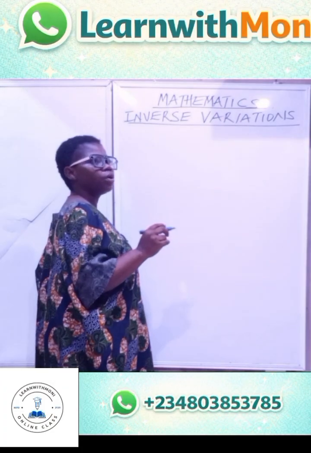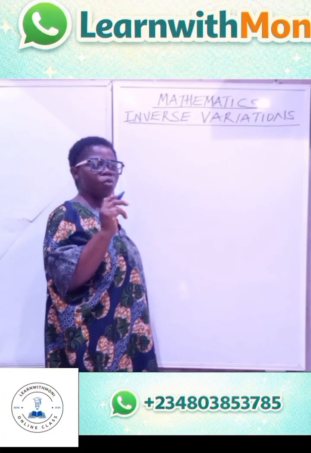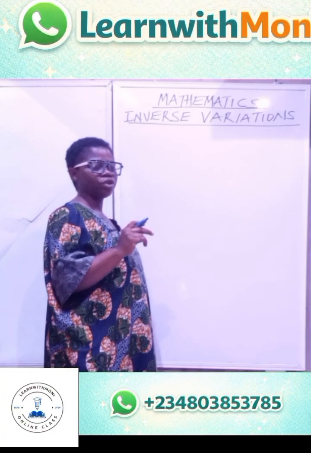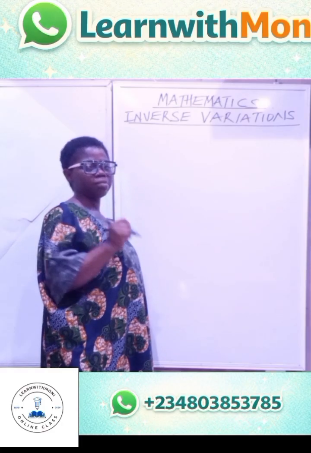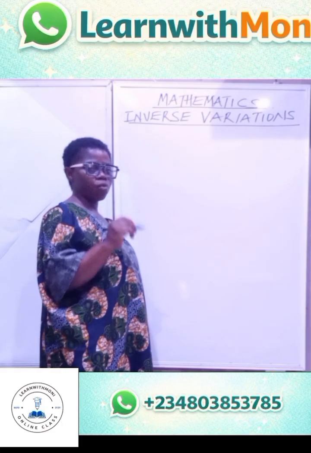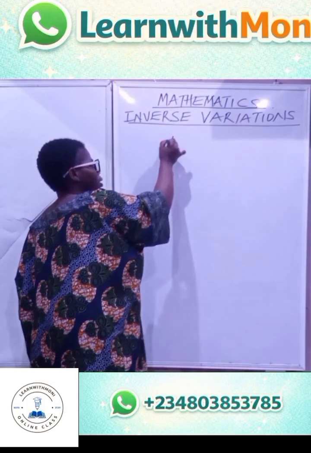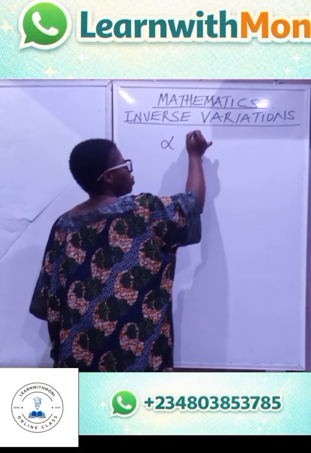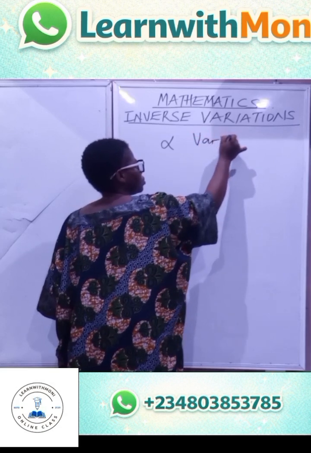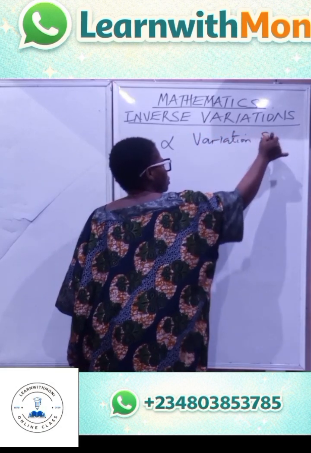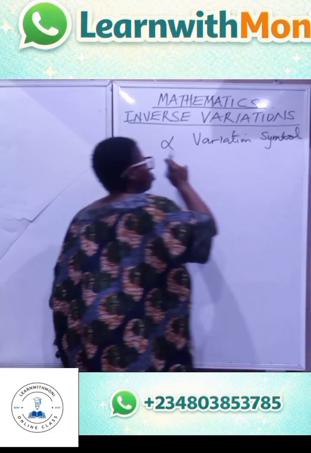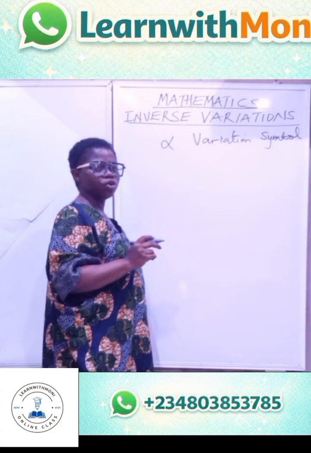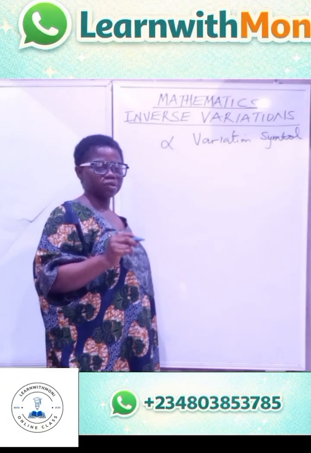Like I told you initially, if you have not watched my video on introduction to variation and direct variation, make sure you locate it among my videos and watch it. I told you earlier that alpha is the symbol of variation. And every time you try to change this variation symbol to equals to, you have to introduce a constant.